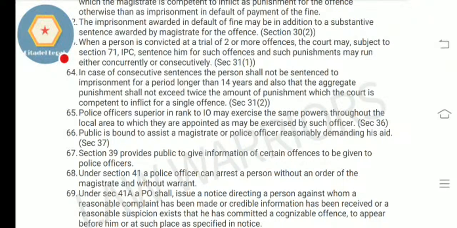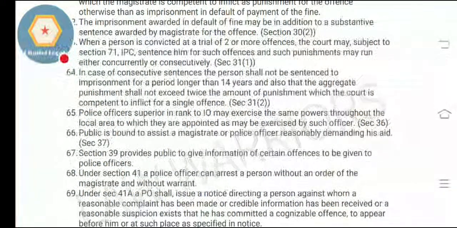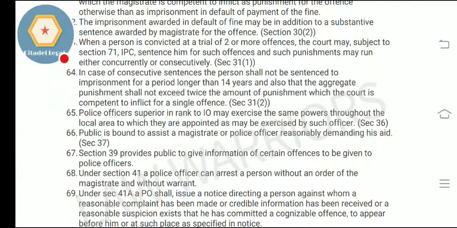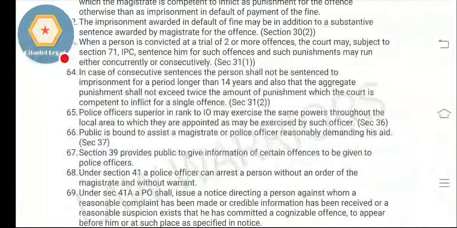Now 37, point number 66 says, the public is to assist a magistrate or police officer reasonably demanding aid. That is 37. This is very important. Several times it has been asked in several exams, what is the provision under which the public is bound to assist a magistrate or police officer reasonably demanding aid. There are 3 grounds: apprehending a person, preventing escape or absconding, or destroying railway property or the government's property. We will read these in detail. According to 37, the public is bound to assist a magistrate or a police officer reasonably demanding aid.